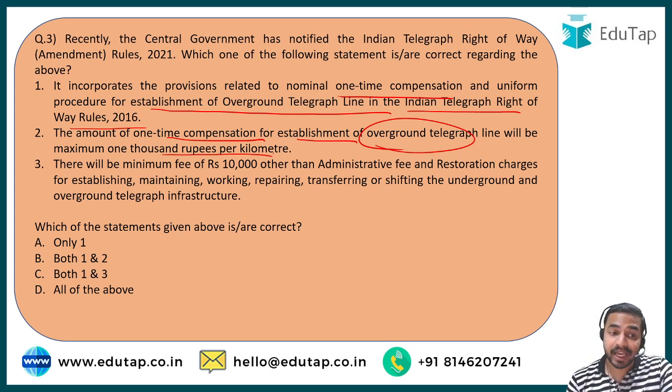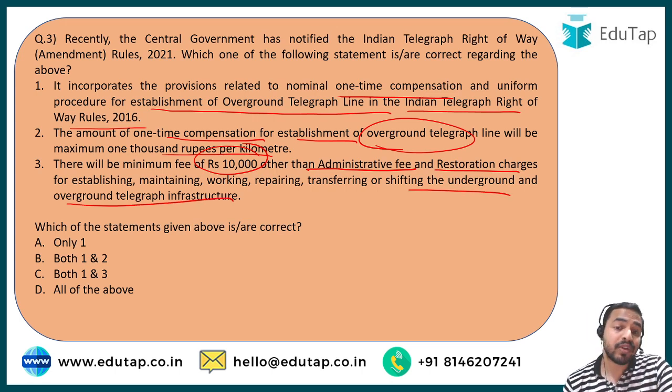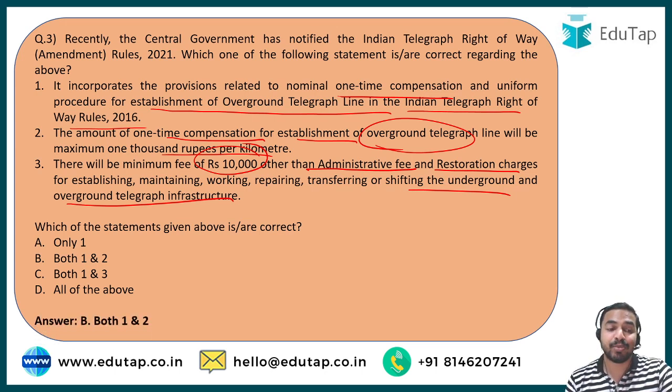And in the third statement, it is talking about some other charges. It says that there will be a minimum fee of rupees 10,000 other than administrative fee and restoration charges for establishing, maintaining, repairing, transferring or shifting the underground and overground telegraph infrastructure. So which one of the following statements is or are correct as per the Indian Telegraph Right of Way Amendment Rules 2021? My dear friends, the right answer to this question is option B, that is both statements first and second are correct, and the third statement is incorrect. And why it is incorrect, let us discuss this in a more detailed manner.